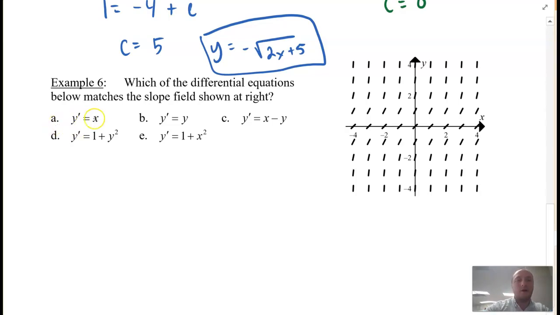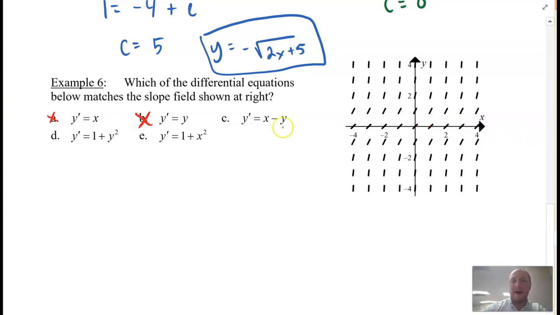Here for y prime equals x, okay, based upon my x value, that's always going to be my y prime. So here if it's 1, okay, maybe this one, right? But then all of these would have to be 1. And do you see how those are kind of going more steep? So that's not the answer. I can cross that one out. How about y prime equals y? Well, all of these would have to be 0, right? And they're not, they're about 1. So I can cross that one out.